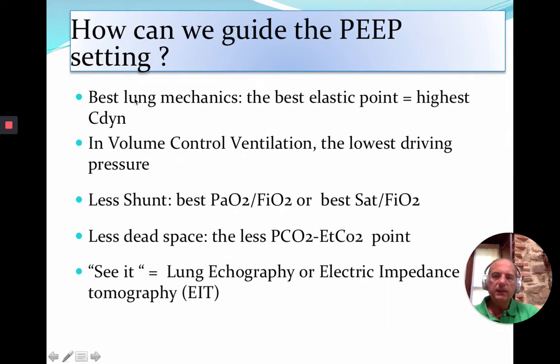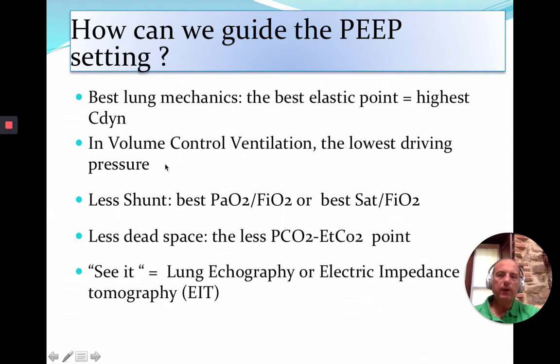So the best way, clinically speaking, because it's very simple, doesn't mean it's going to be the perfect way. I say the best way because everybody can do it, since we all have dynamic compliance on our ventilator. So one of the approaches is best lung mechanics: the best elastic point with the highest dynamic compliance will be the best PEEP.